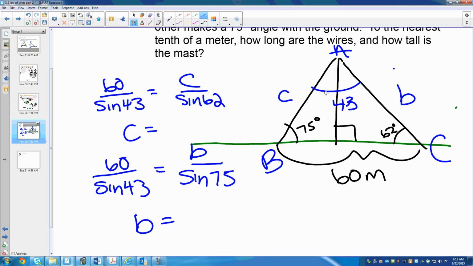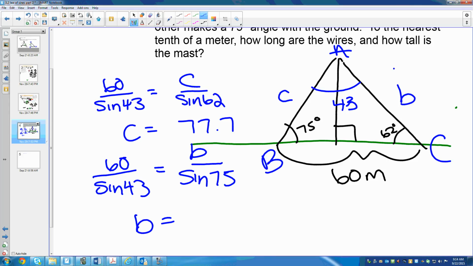Okay, and it said to the nearest tenth of a meter, right? Nicole, what side length did you solve for? And what did you get for C? So 77.7. Ooh, you didn't get that. What did you get?